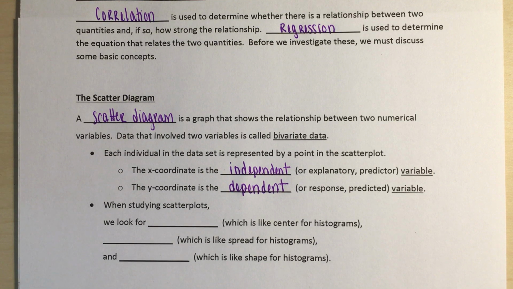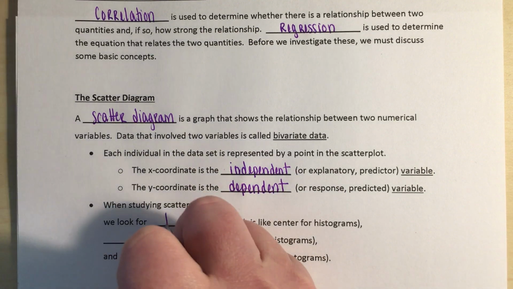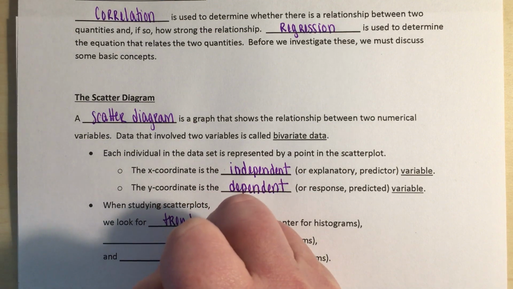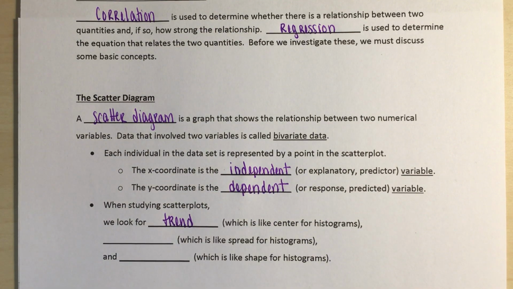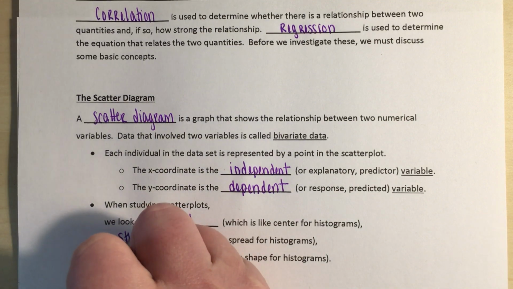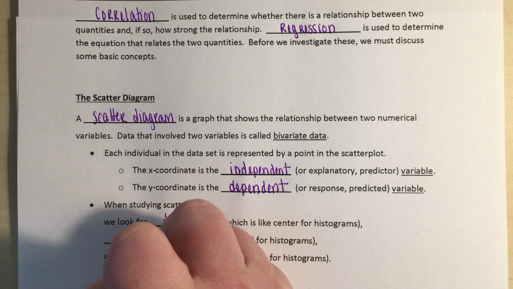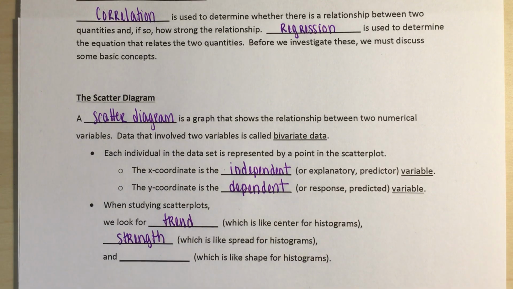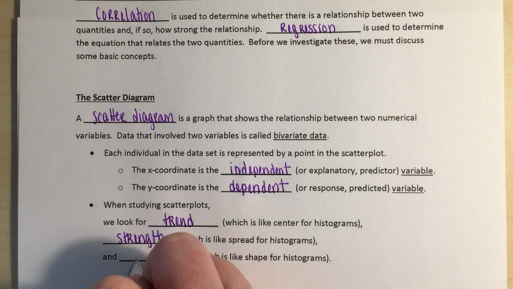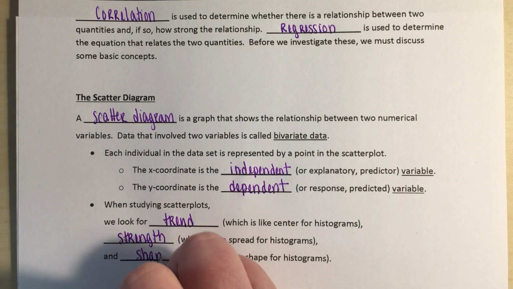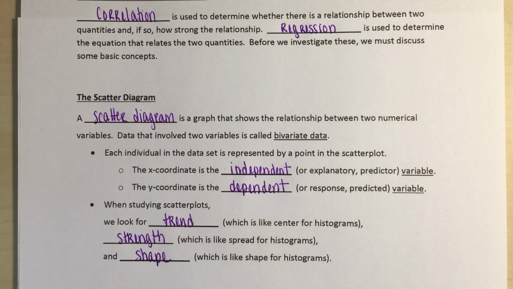When studying scatter plots, we're going to look for three things. We are going to look for trend, which is kind of like our idea of center that we talked about for histograms. We are going to talk about strength, which is kind of like our spread for our histograms. And we are going to talk about shape, which unsurprisingly is like the different shapes that we saw previously when we were looking at histograms. So we're going to start by focusing on these three different topics.